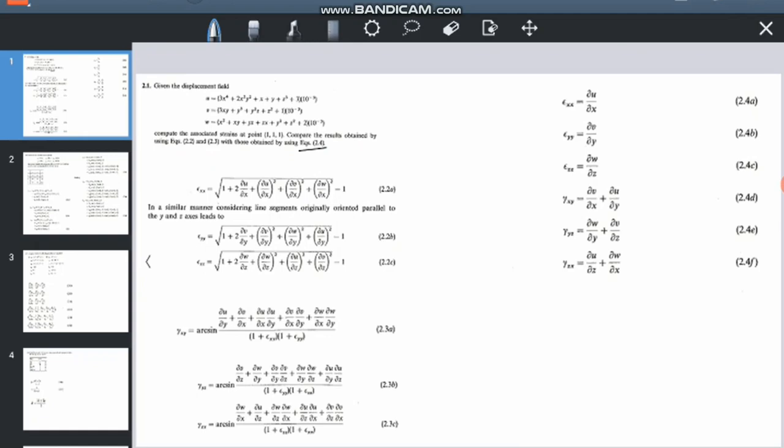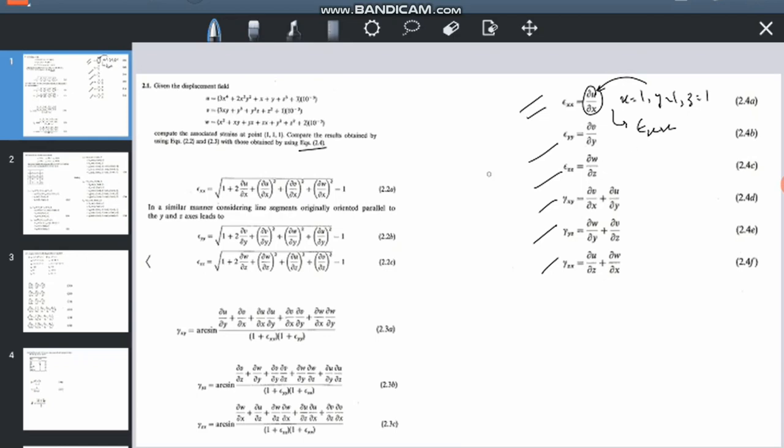So all you have to do is to write the equation. So equation 2.4, all you have to do is to differentiate. For example, you want to find out strain in the direction of x. So you differentiate equation u, and then whatever answer you get, you put the values as x equals 1, y equals 1, and z equals 1 in this dv upon dx, and you will get epsilon xx. Similarly, you will do this for y, z, gamma xy, gamma yz, gamma zx.